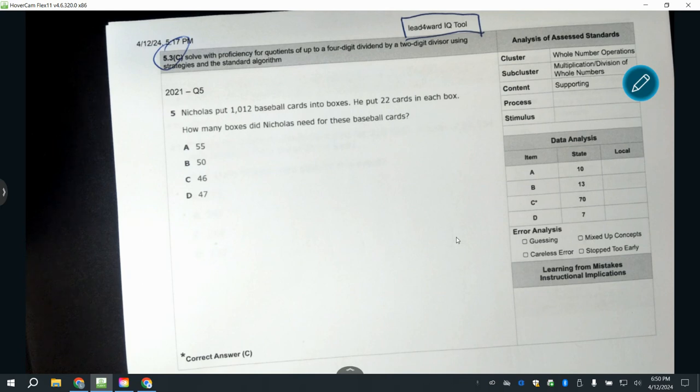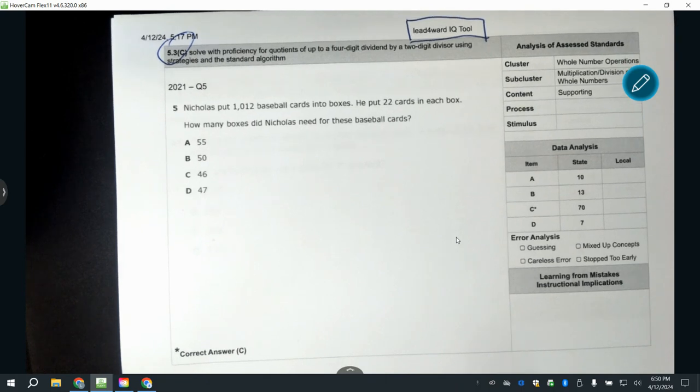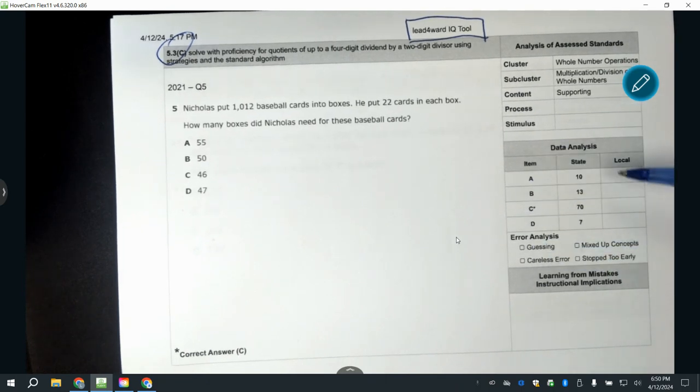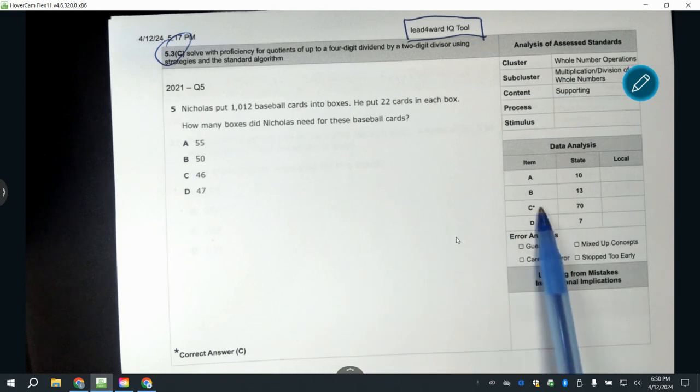Okay, so one of the things I love about Lead Forward is that if these are really STAR questions, it gives you a breakdown of what happened in the state, like the percentage of students across the state who chose these answers. And it always gives you the correct answer. So it'll either say the correct answer is C here, or it gives you the correct answer here. So for the parents who are out there giving their students some extra practice, this is an opportunity for you to see what the correct answer is.